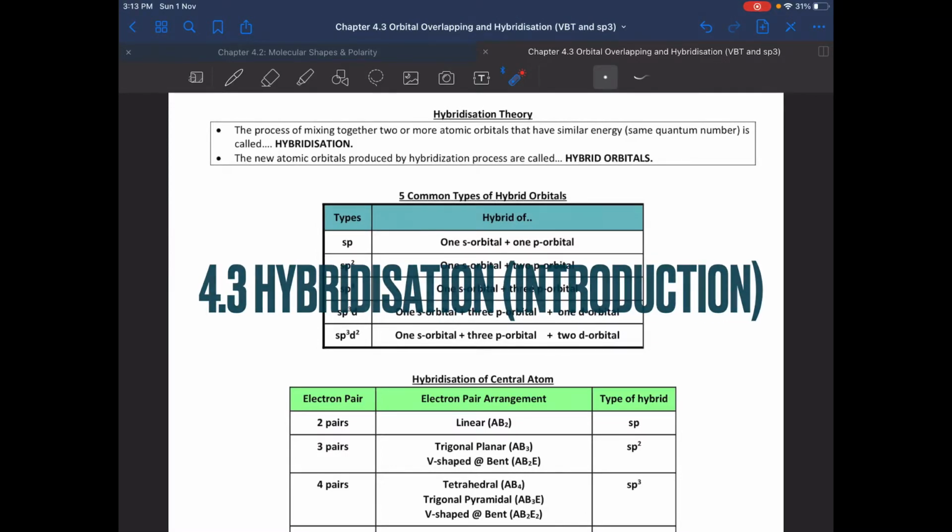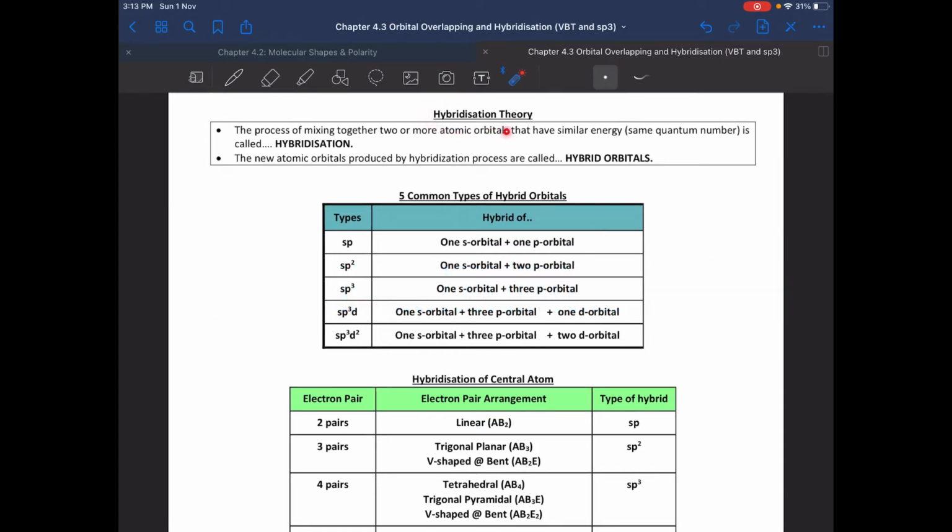So today we are going to learn about hybridization theory. This hybridization theory is actually related to valence bond theory that we have learned in the previous video. So why do we need to learn hybridization theory if it is related to valence bond theory? Why not just use valence bond theory? Here, valence bond theory actually has a weakness.